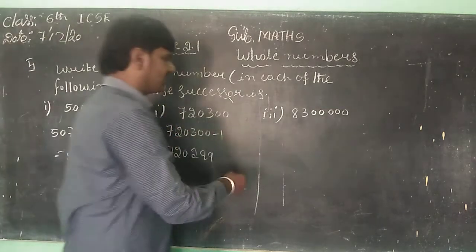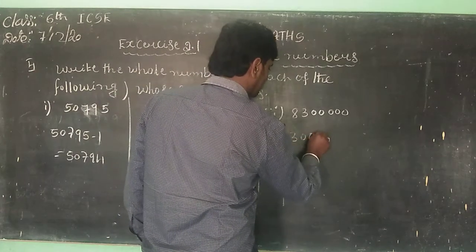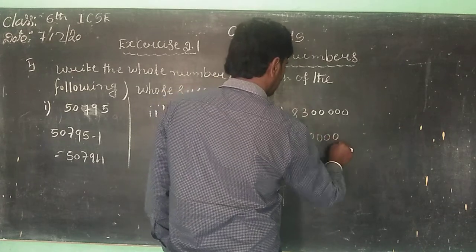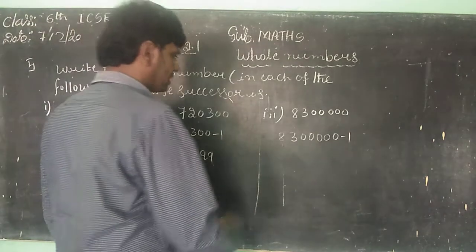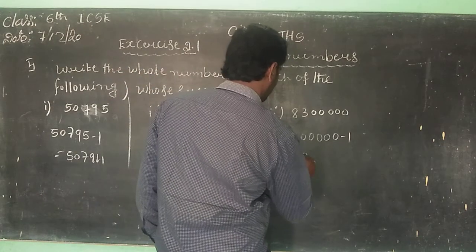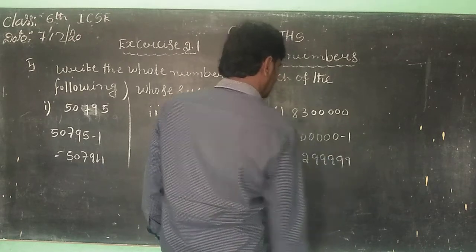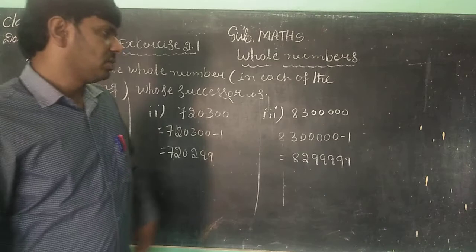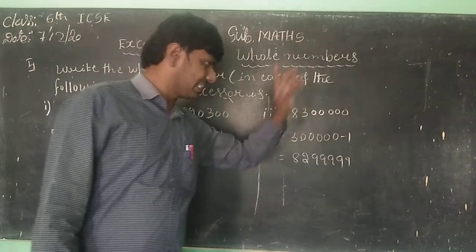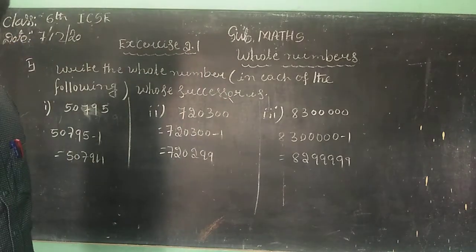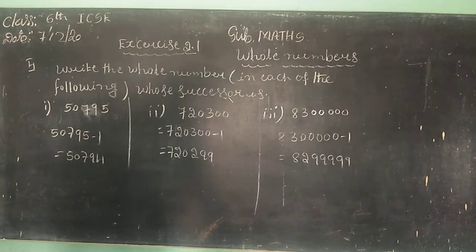So here also you want to represent this one also. 830000 minus 1. Correct, children? How can we represent this one also? You want to subtract 1. 829999. Correct, children? It's very simple. 830000 minus 1, you subtract, 829999. The successor is 830000. Any doubt, children, here? No doubt. Children, now we want to take the next point.